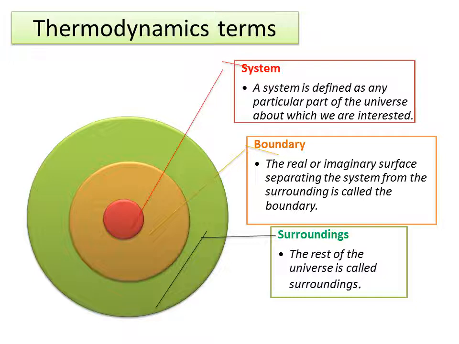It is separated from the rest of universe by a real surface called boundary. Example for the system: the system may be water in a beaker, a balloon filled with air, an aqueous solution of glucose.